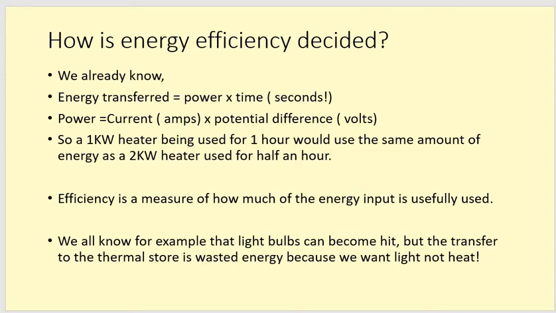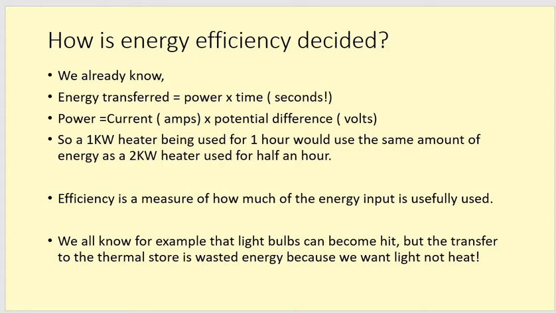Now we already know a couple of equations we might need. We know that energy transferred is power times time. Please remember, time needs to be in seconds. That is the area where most errors occurred in the calculations we had last week, forgetting to change it to seconds. And power itself is current in amps multiplied by potential difference in volts. So if you have a 1 kilowatt heater and you use it for 1 hour, that would use the same amount of energy as a 2 kilowatt heater for half an hour. But efficiency is the measure of how much of the energy that goes into the appliance is used in a useful manner.